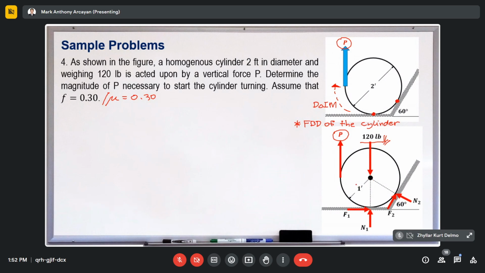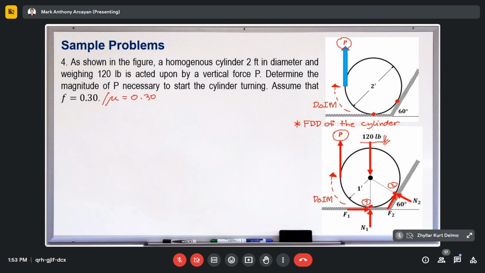Then, this cylinder has a radius of 1 foot, since the given diameter is 2 feet, so divide by 2. Then, as I have told you, we have 2 contact points. This is our first contact point and this is our second contact point. Now, at the first contact point we have two forces acting here, and before that, we indicate the impending motion. The direction of impending motion is clockwise due to the pulling action of our force P.